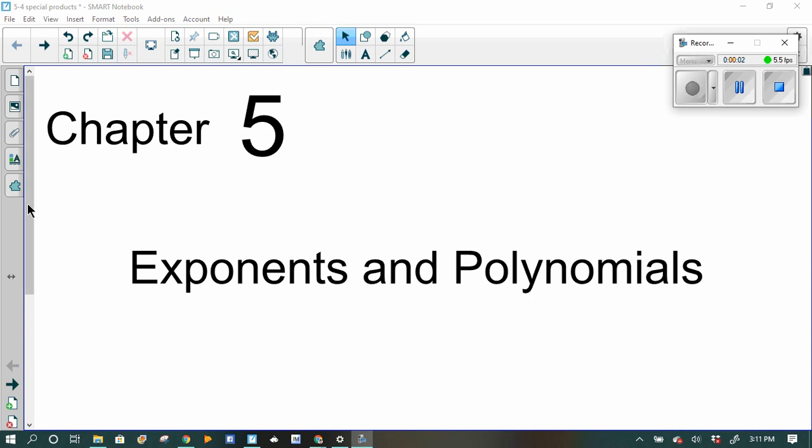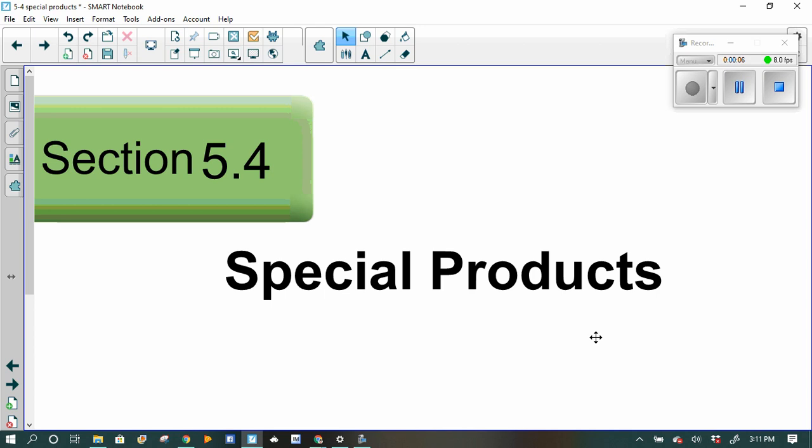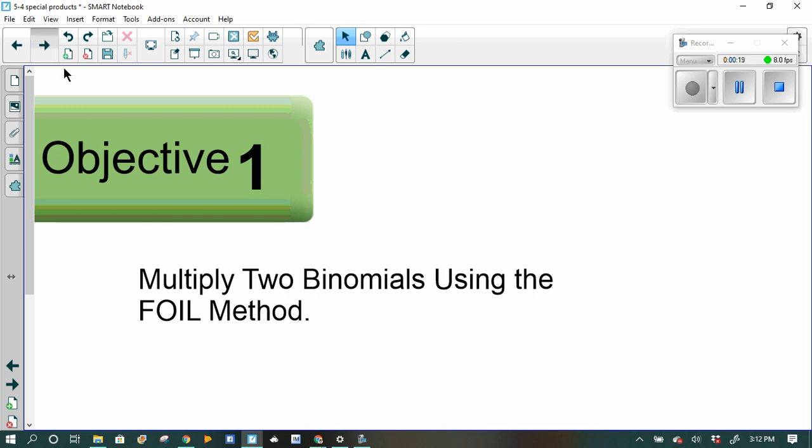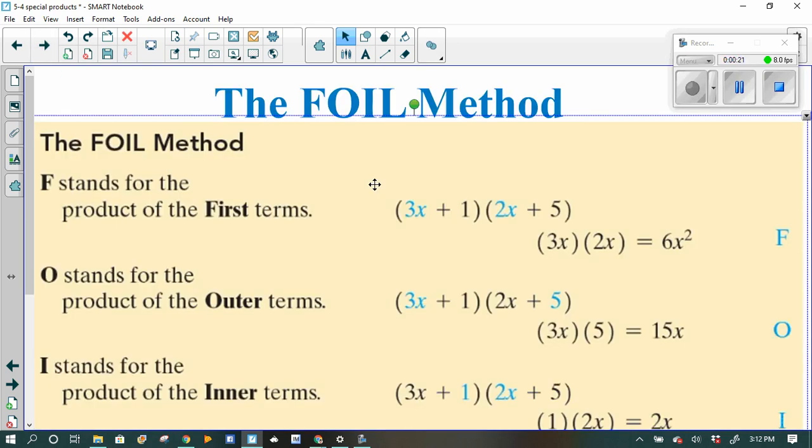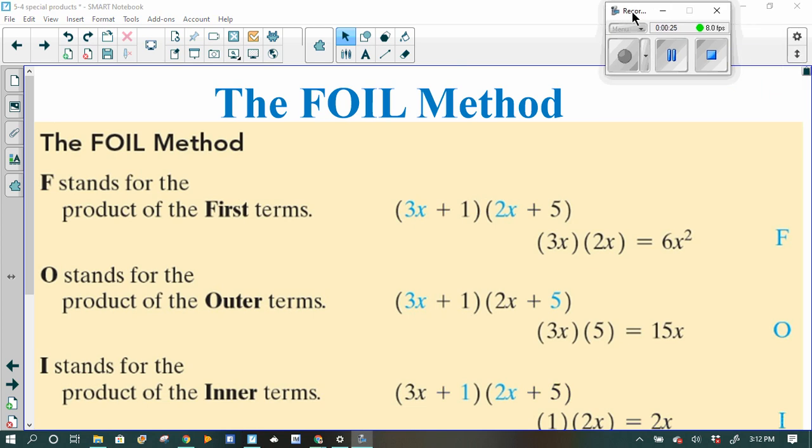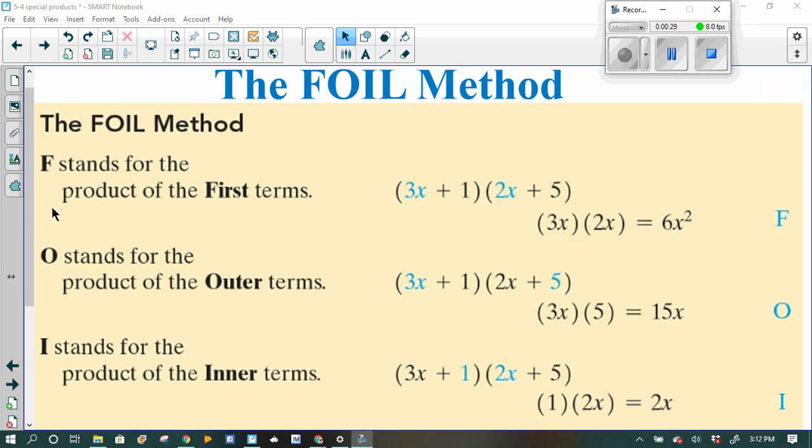Okay, so continuing with chapter 5, and we're going to look at 5.4, which is special products. Basically, there's a couple of rules, and just make sure you're following those rules, and it should work out. The first one we're going to talk about is the FOIL method, which I already spoke of in the last video, but just to get some of this stuff out of the way. So just kind of broken down and spelled out for you.